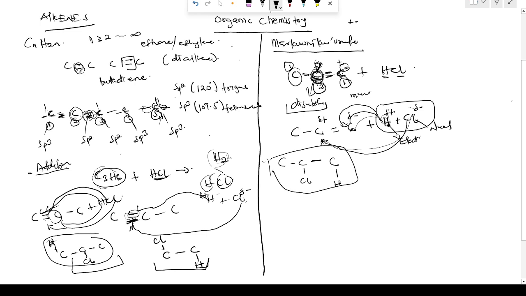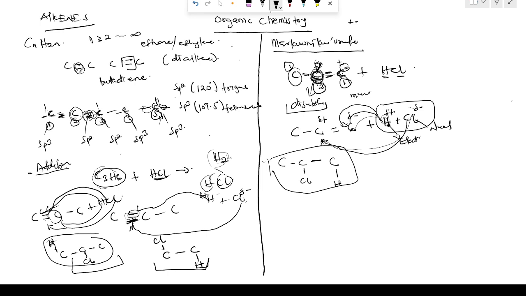Now when you try the simple way of expressing the Markovnikov rule, we state that the hydrogen is attached to the carbon with the more hydrogen. So in simple terms, we used to say that the rich gets richer and the poor gets poorer. In that sense, the carbon with the more hydrogen will get the hydrogen, and the carbon with the least hydrogen will get the halide.